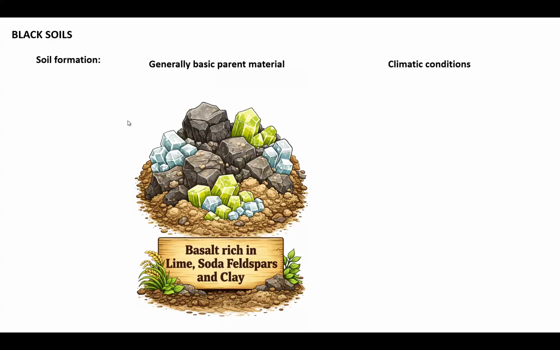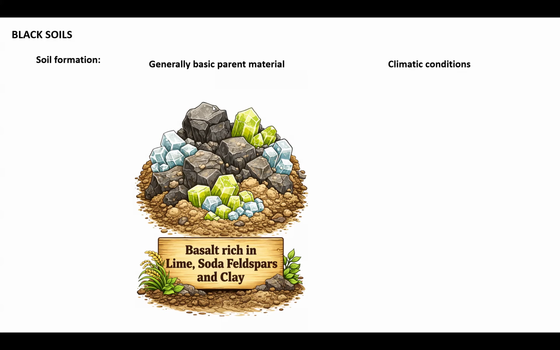Now let us see something about black soils, how these black soils behave and what is their agricultural importance. So let us see how the soils are formed. First, the soils will have a basic parent material like basalt, rich in limestone, soda feldspars and some clays. So the parent material should be basic and rich.